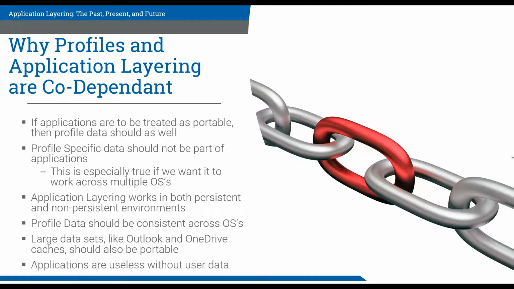And most importantly, large data sets like Outlook and OneDrive caches should also be portable. So if you recall earlier, I said you can keep those inside of VHDs and have them follow you around, while at the same time having that concept of portability of your profile, creating a hardened, redundant, fault-tolerant version of your profile so everything works all the time. And again, just to reiterate this, applications are useless without user data. And the opposite is true as well. User data is useless without applications. Without the ability to run, what your data is, all this stuff is redundant.